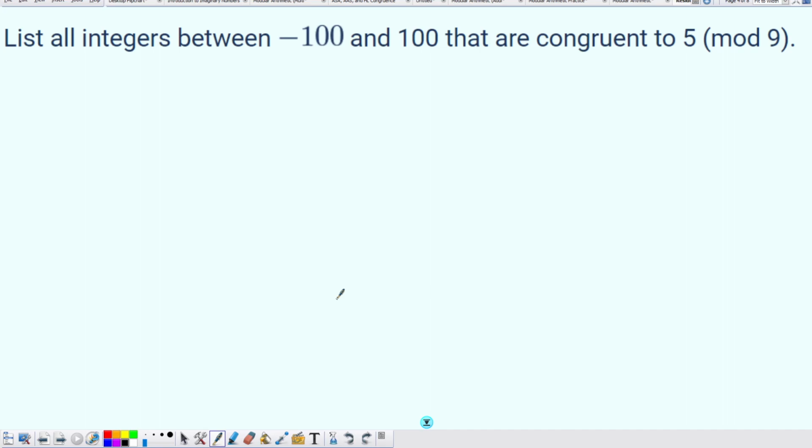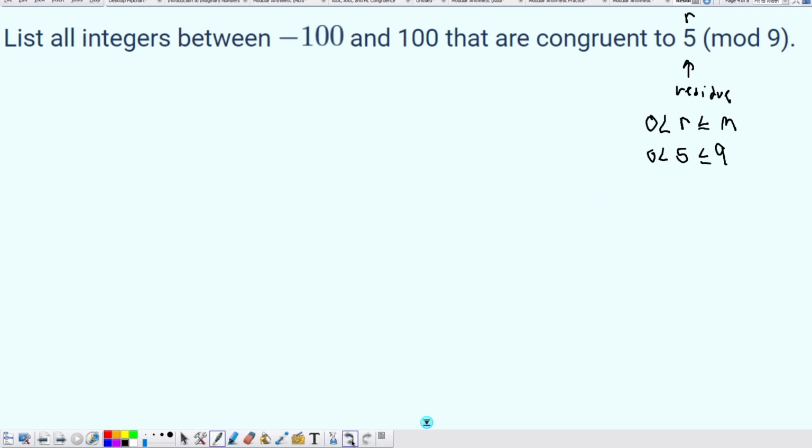List all integers between negative 100 and 100 that are congruent to 5 mod 9. 5 in this case is going to be the residue, because according to the previous definition, our R, the residue, must be between 0 and whatever modulo we're working under. And in this case, yes, 5 is less than or equal to 9 and above.